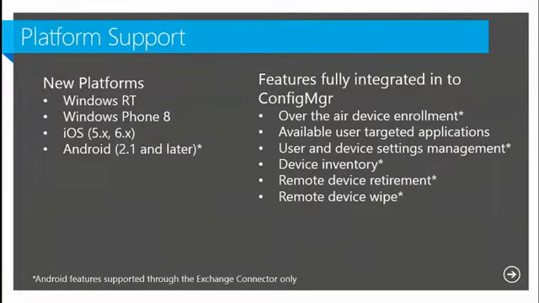As far as the feature set, there's over-the-air device enrollment, so no longer do you have to do your ActiveSync enrollment of those devices. It's completely over-the-air. You can do available user targeting of applications, same as 2012 for a PC. The end user is going to get an experience where they go to a catalog or a self-service portal. They're going to be able to see all of the applications that have been made available to them by the administrator. User and device settings management, so continuing on with our desired configuration management, you can set up similar specific settings for those mobile devices. Device inventory, so you can see what's actually connecting to your environment.